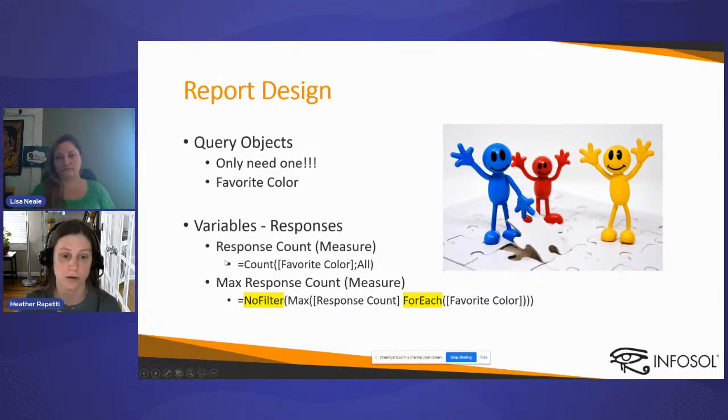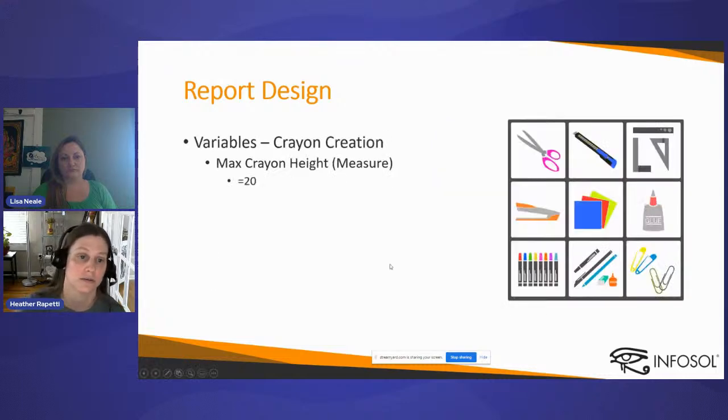So that's where I'm going with this: I'm going to take the response count and the max response count and calculate a percentage. I also wanted to highlight that I'm using the no filter function as well as for each. That's all I'm going to say now, and as I build it out, I'll talk a little more about each of those.